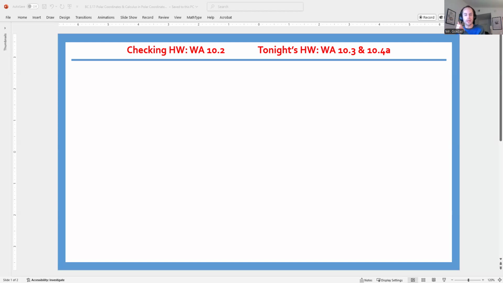Now that we've finished parametric equations, we're ready to move on to the next topic of this unit, which is polar coordinates. Polar coordinates, something that you studied in pre-calculus. Today, we are going to quickly recap polar from pre-calc, and then we are also going to do a little bit of calculus with polar coordinates towards the end of the lesson.